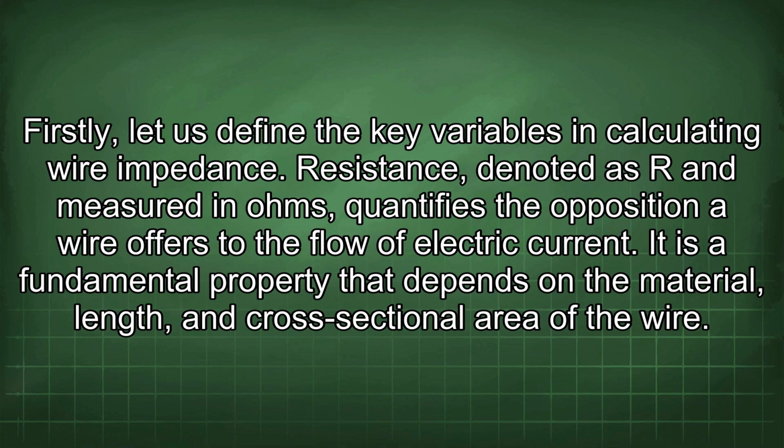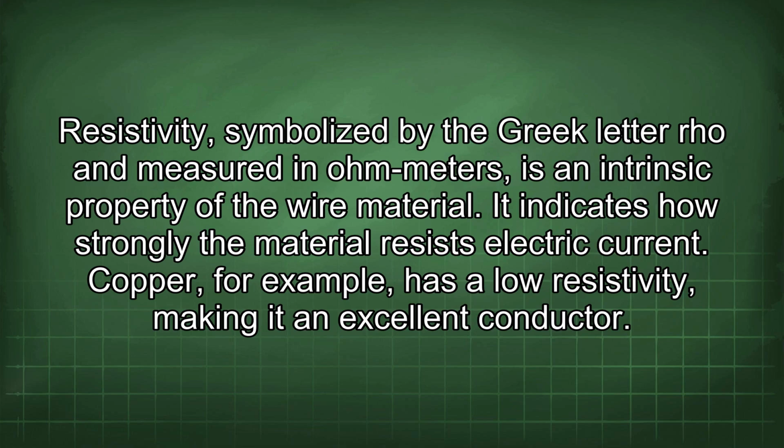Firstly, let us define the key variables in calculating wire impedance. Resistance, denoted as R and measured in ohms, quantifies the opposition a wire offers to the flow of electric current. It is a fundamental property that depends on the material, length, and cross-sectional area of the wire. Resistivity, symbolized by the Greek letter ρ and measured in ohm meters, is an intrinsic property of the wire material. It indicates how strongly the material resists electric current. Copper, for example, has a low resistivity, making it an excellent conductor.